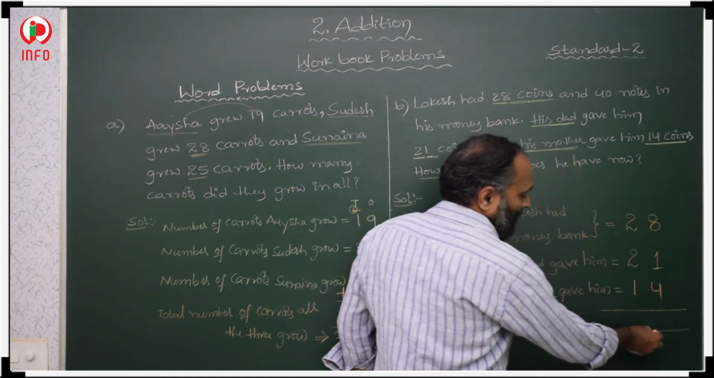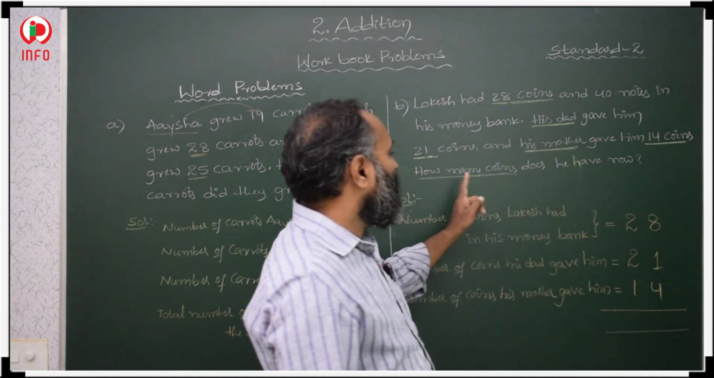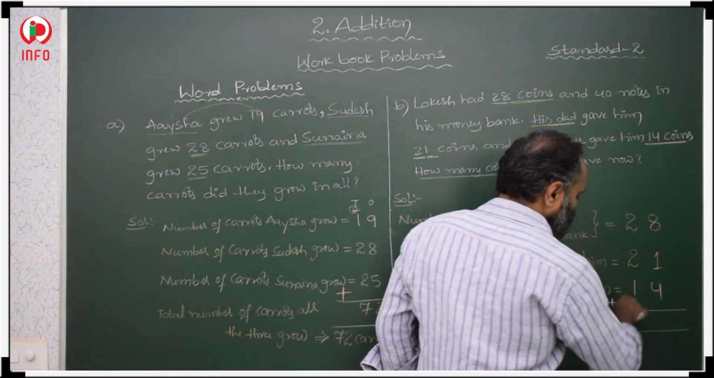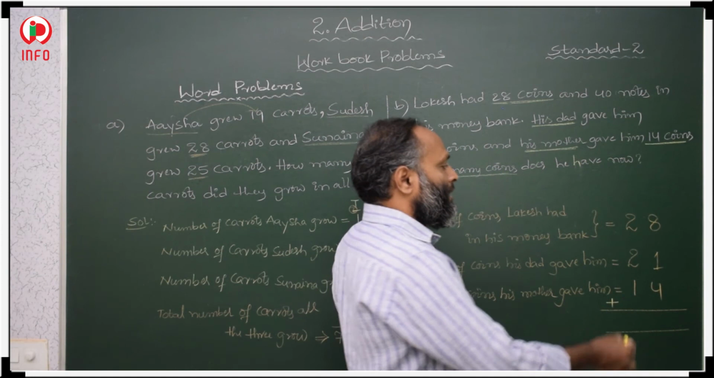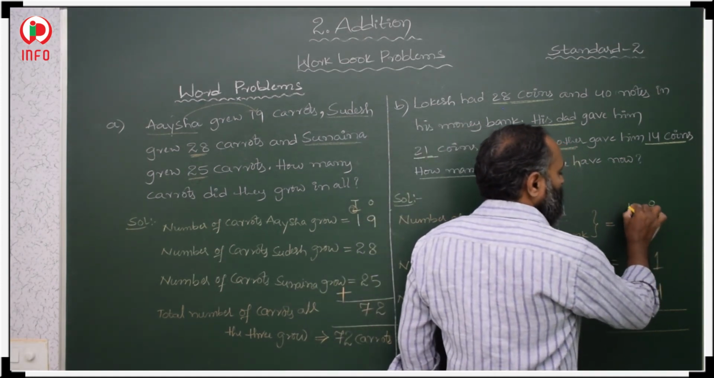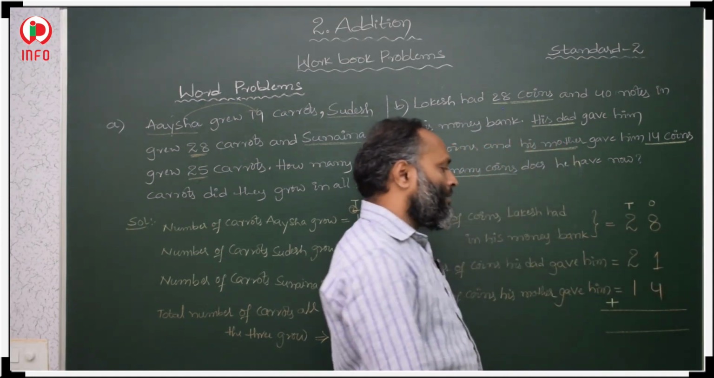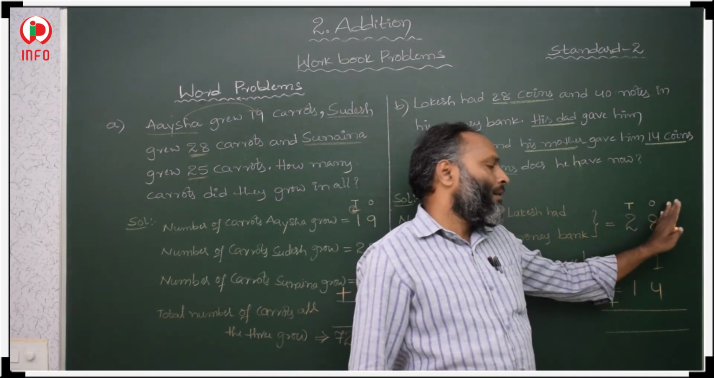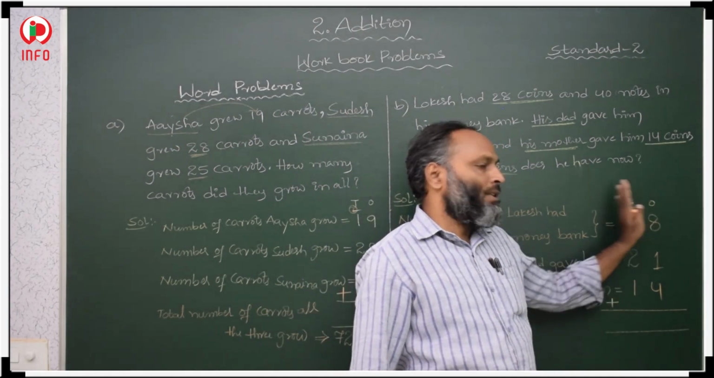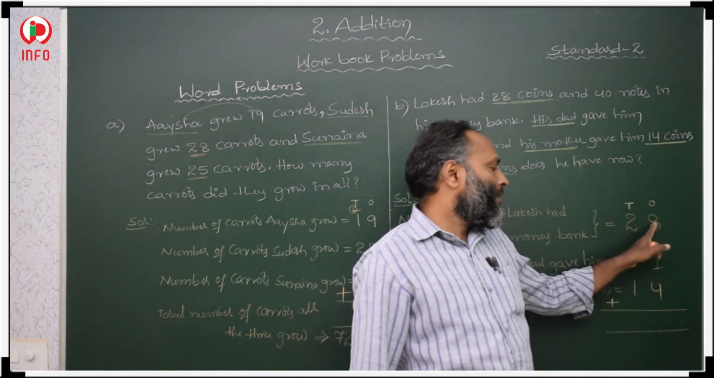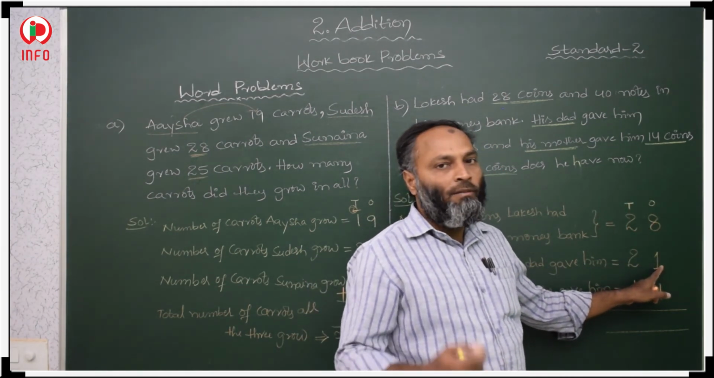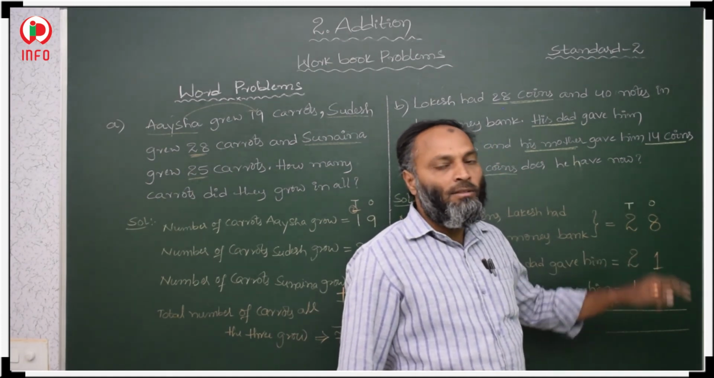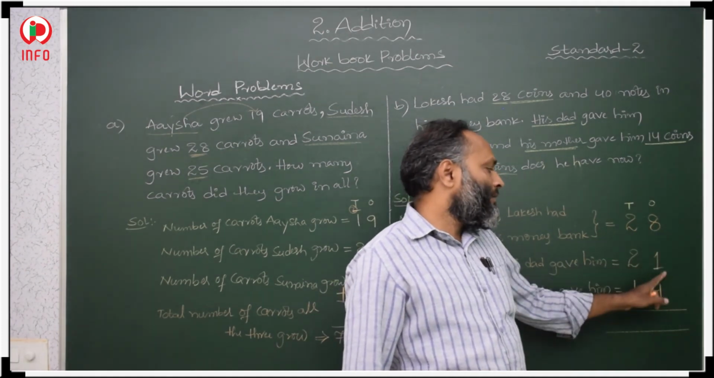Why are we adding here? Total coins is asked. How many coins does he have now? So addition. How to add? This is in ones place, this is in tens place. Ones place values first. We have to add from right to left, that is from ones to tens. 8 plus 1, 9. Whenever we are adding 1, then we get the successor. 8's successor is 9. So this rule is there in addition. So 8 plus 1 is 9.